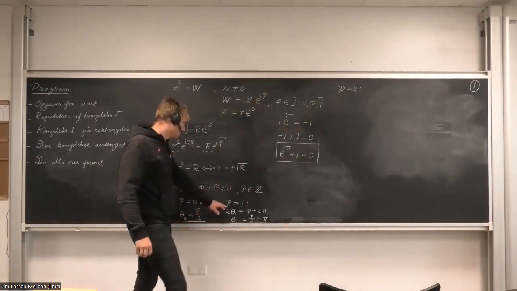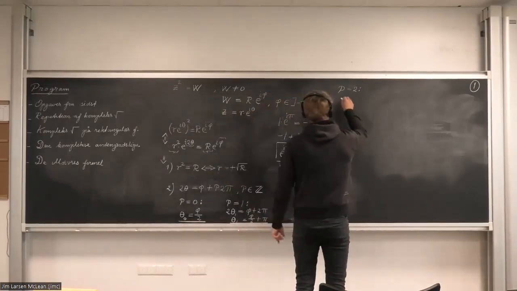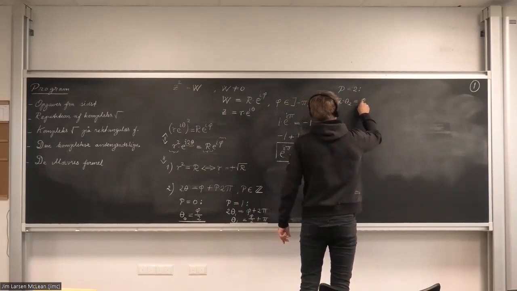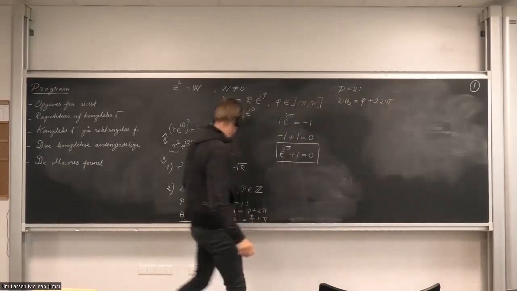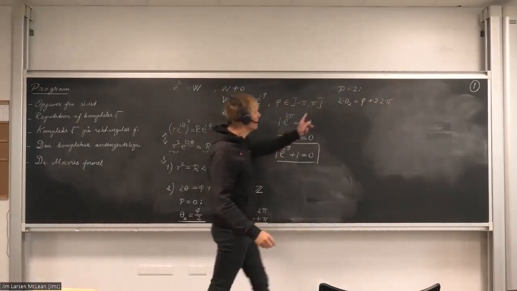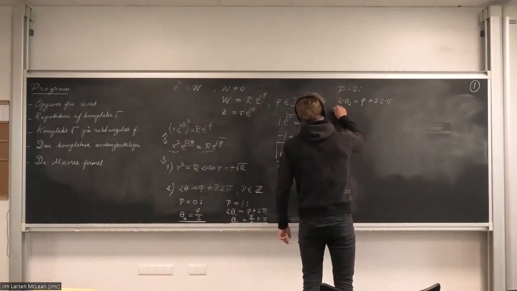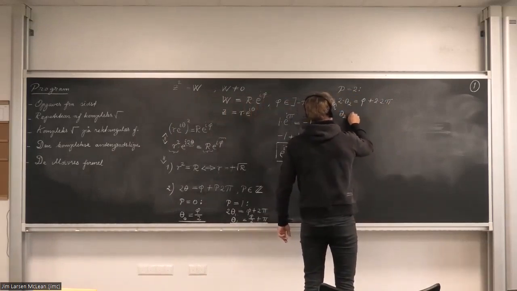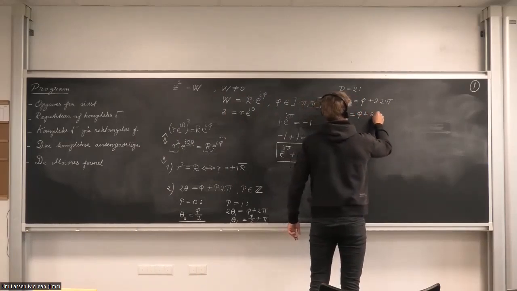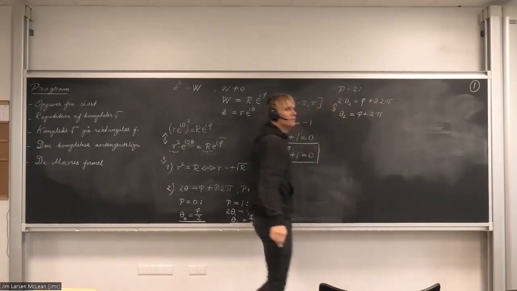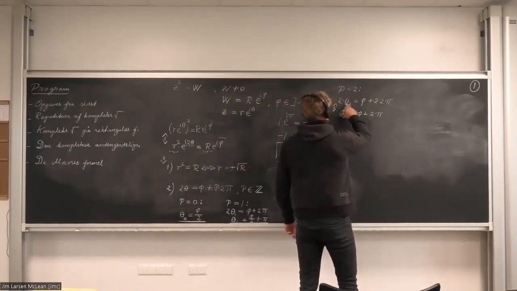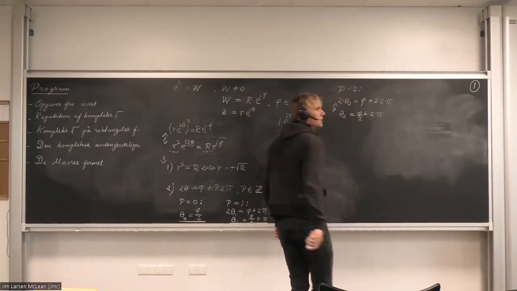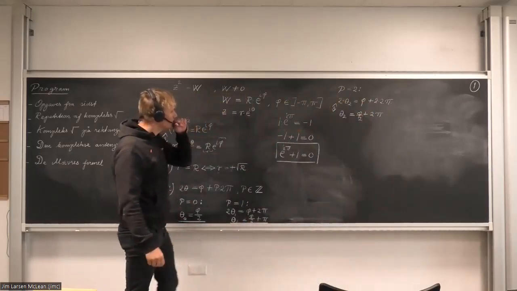So we can see that if we set p to 2, we'll have phi plus 2 times 2 pi. Now I've put 2 in place of p. And when I then divide that equation by 2, then theta 2 will equal phi over 2 plus 2 pi. The factor of 2 cancels out when I divide by 2.